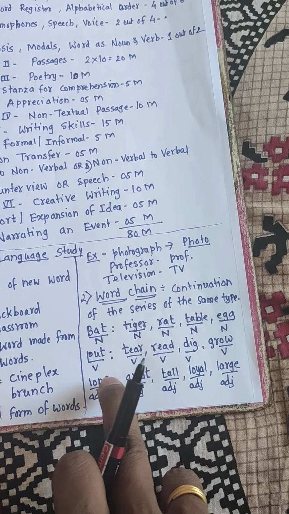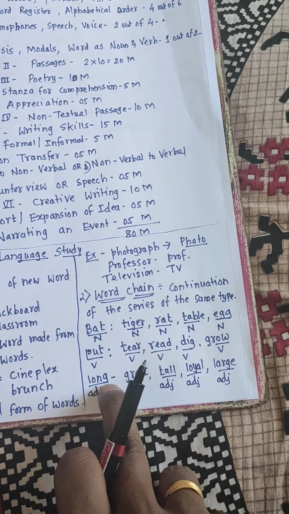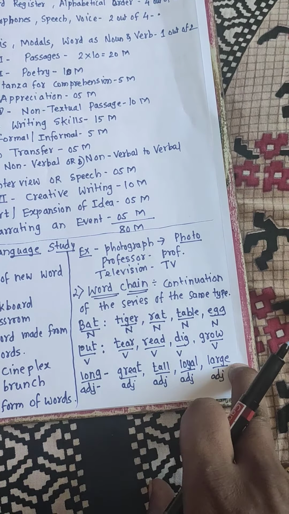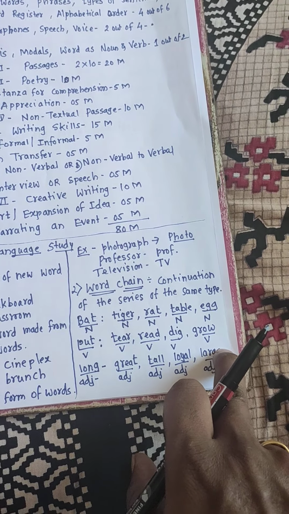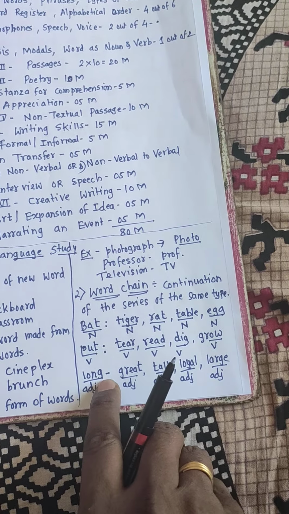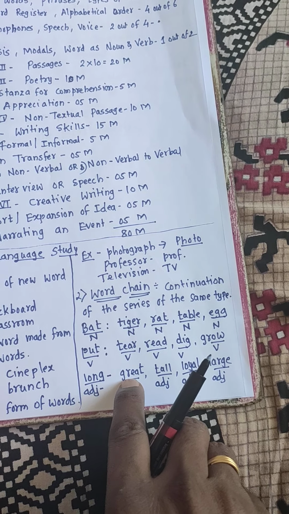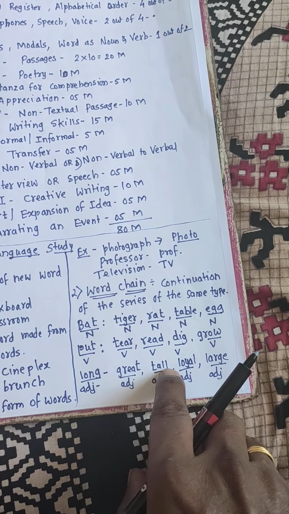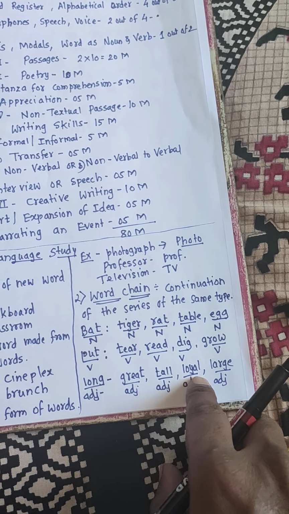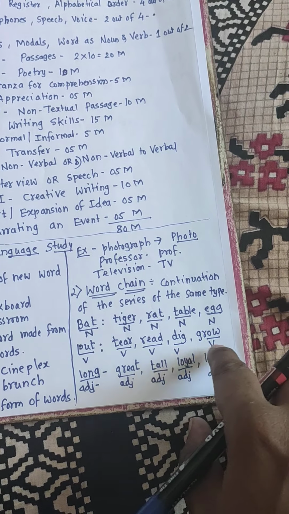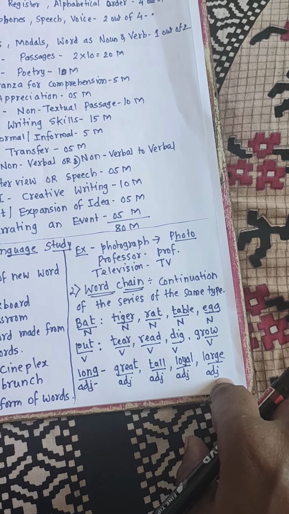Another example, long, L-O-N-G, long. Now it's an adjective, so you have to take next four words adjectives only. Now here last letter is G. From G, adjective, great. Here last letter is T. From T, tall. Here last letter is L. From L, loyal. Again last letter is L, and adjective from again L is large.